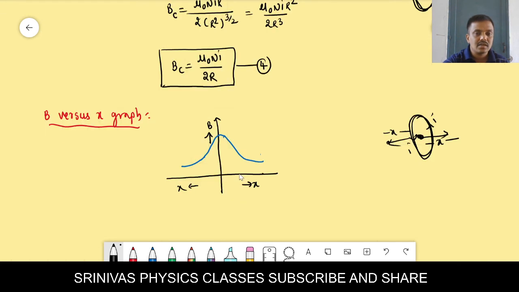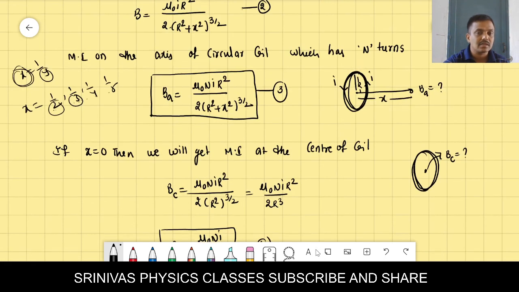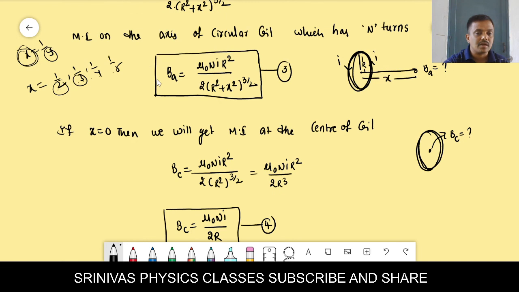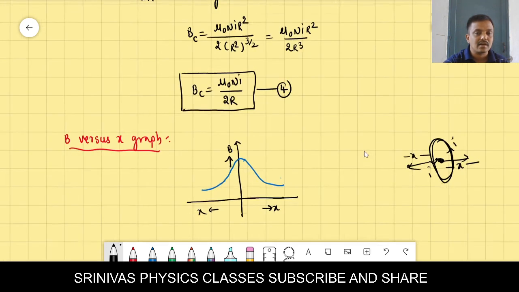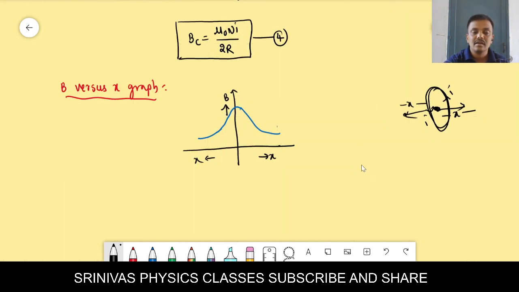Clear? You see here, this is the point where x is 0, there the field is maximum. When you go right side or the left side from the center of the coil, the x value increases. When x value increases, then the denominator increases because B is inversely proportional to x. Then B value decreases. When you go left side also, if x value increases, then the B value decreases according to equation 3. Then based on that, we draw the graph. Clear?